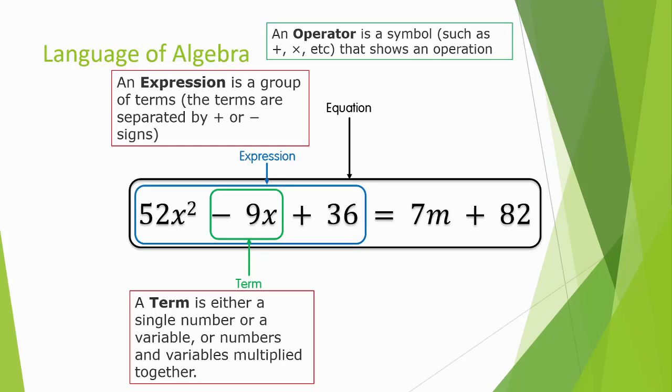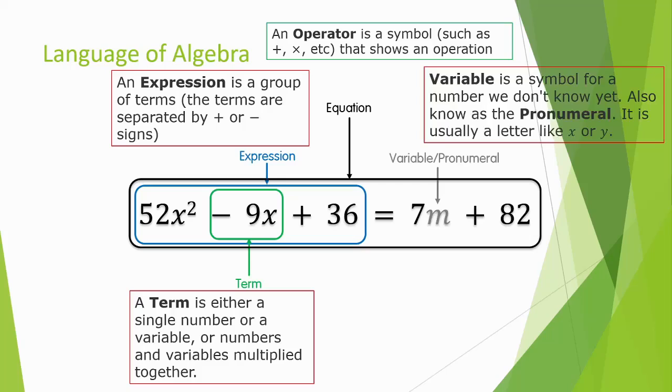An expression is a group of terms, and the terms are separated by those pluses and minuses. So you can see that I have the term negative 9x in the middle there. I have 52x squared on the left and just the number 36 on the right, and they are all separated by pluses and minuses. So that expression has three terms.